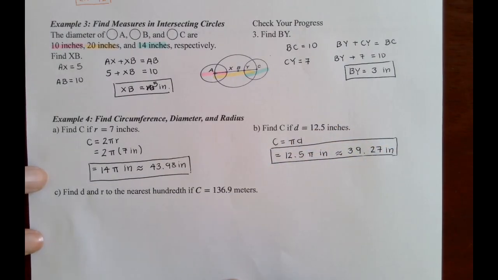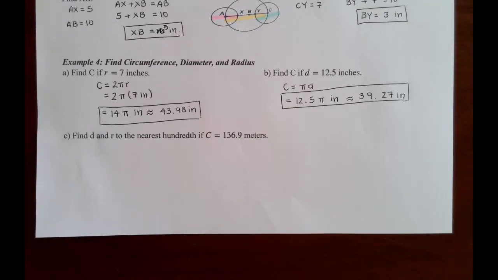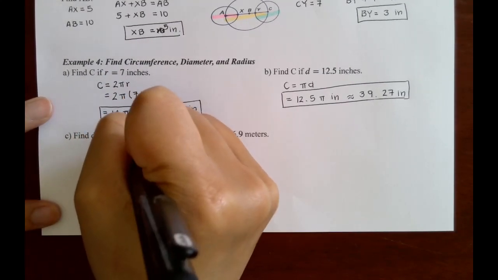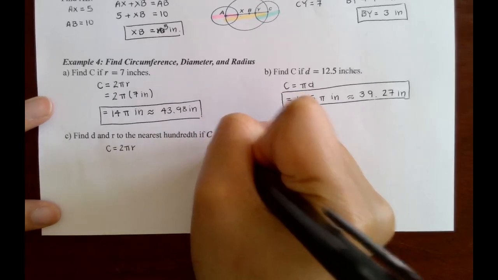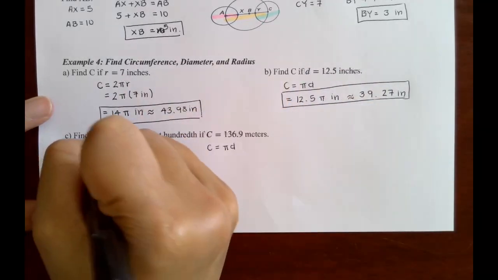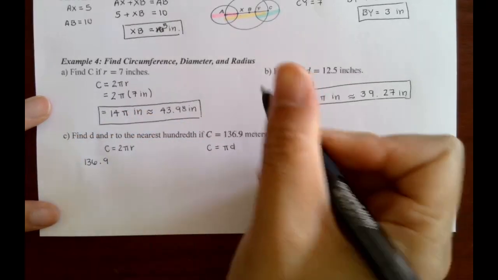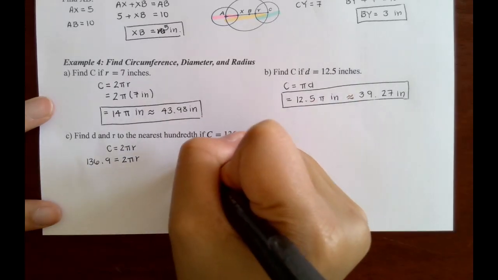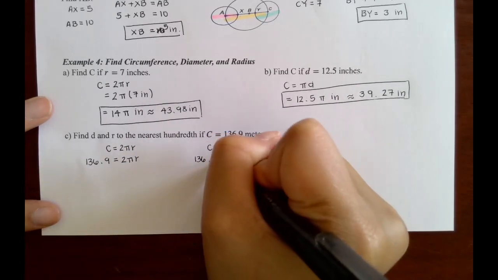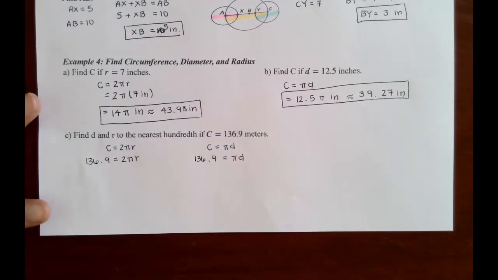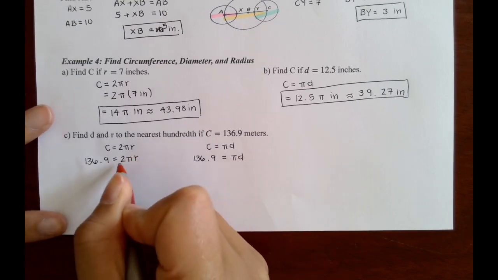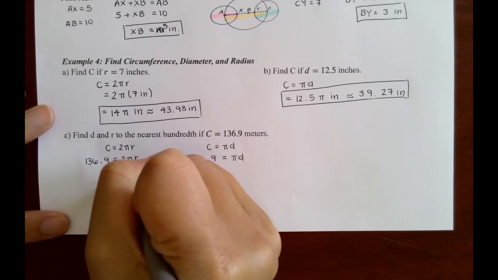We can also find what our diameter and radius are if we're given the circumference. So C, circumference, is 2 pi r. Circumference is also pi times diameter. So if we know our circumference is 136.9, I can substitute it in for the C. And solving for this, to get r by itself, since it's connected by multiplication, I can get rid of it by dividing.